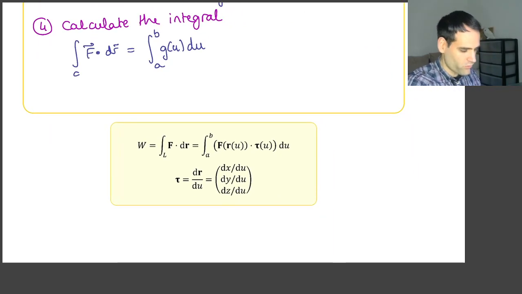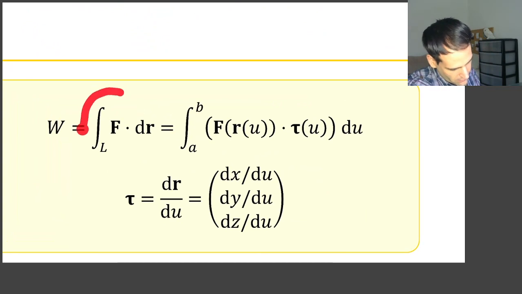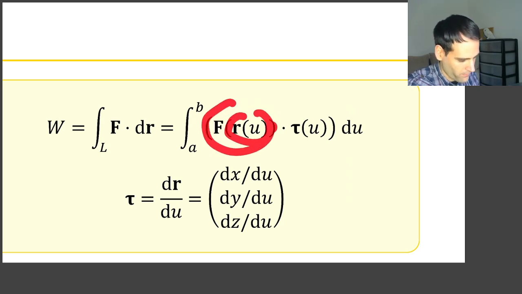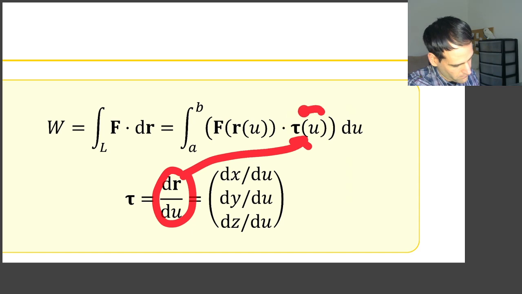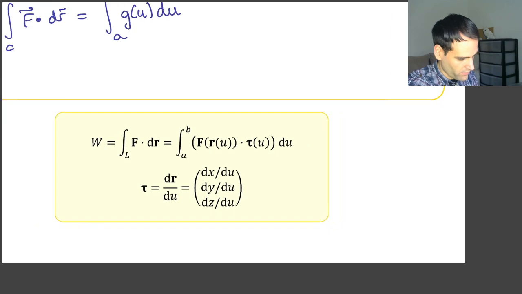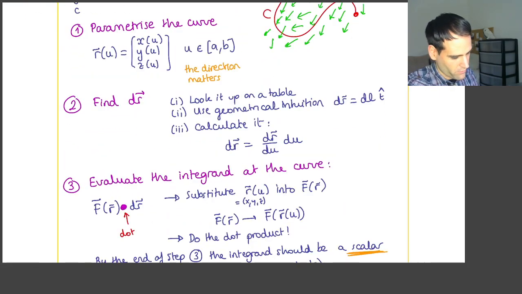The way in which books will write this, they will write it like this. So they will say that the integral of F dot dr is equal to the integral of F evaluated at r evaluated at u. So this means substituting the parametric equation of the curve into F. So normally books will write directly dr over du. They will write this here, dot dr over du times du. Okay, so this golden box includes all of the steps in a single equation.